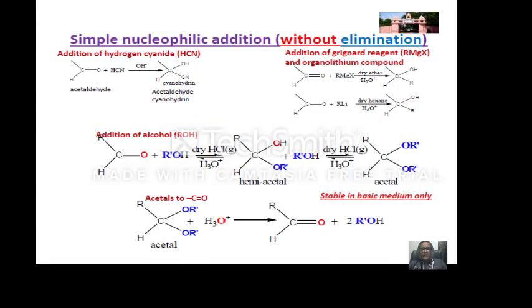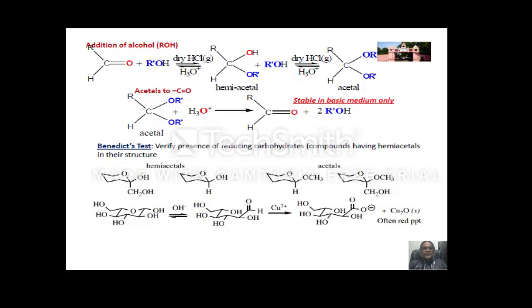Now let's move forward and see this particular reaction, this particular slide. Actually it is an extension of the last one, and here I'm trying to show you the importance of acetals and hemiacetals, right? So we just saw how hemiacetals are formed and how acetal is formed, and it is stable in basic medium, right? Correct. Now we have a Benedict test. What it does is verify the presence of a reducing carbohydrate.